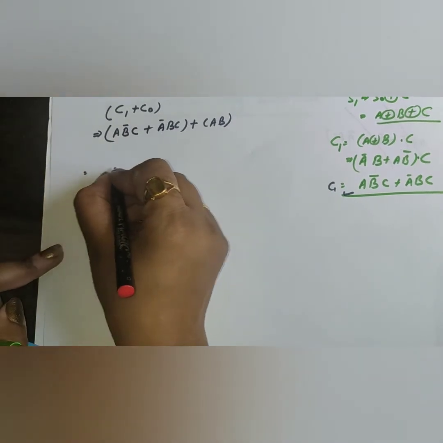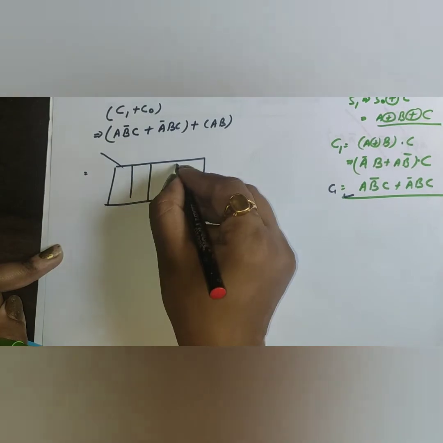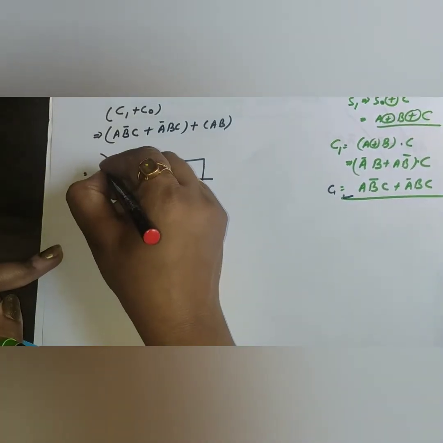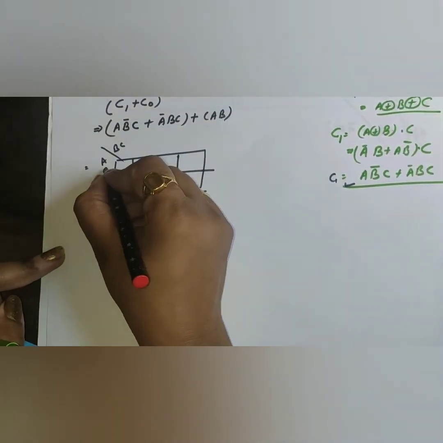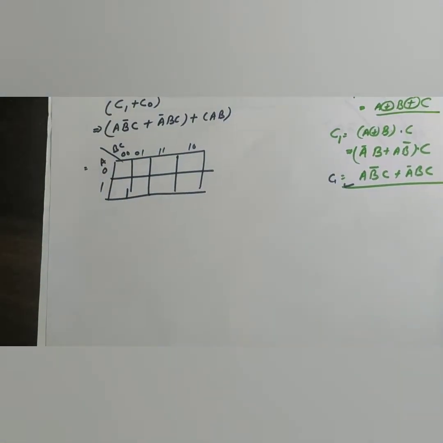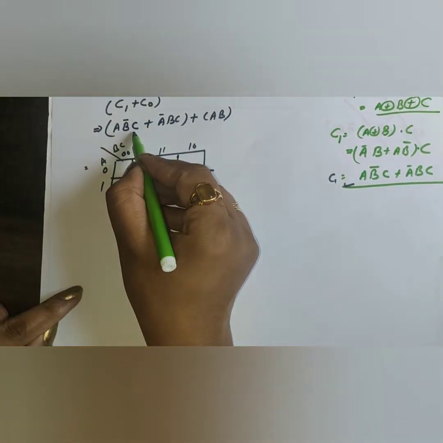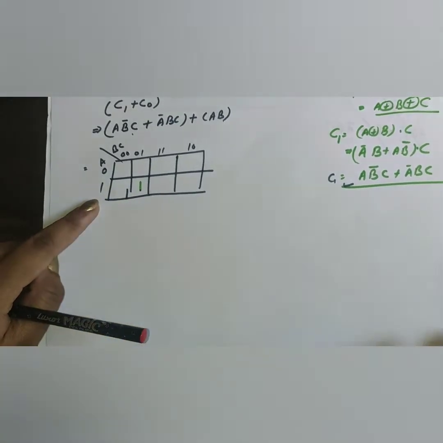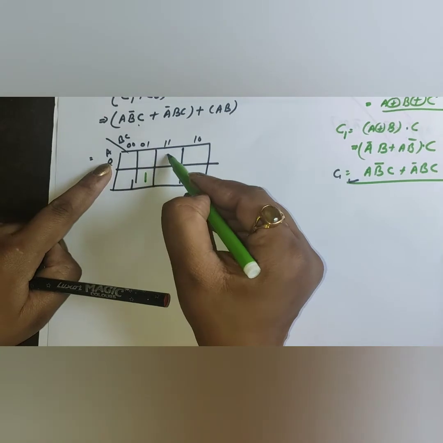So when we make a K map here, there are two variables on one side and one variable on the other, so this is a 3-variable K map. We write 0 1 and 0 0, 0 1, 1 1, 1 0. How can we fill the K map? First is A B bar C, so A B bar C goes here first. Second is A bar B C, so A bar B C goes here.